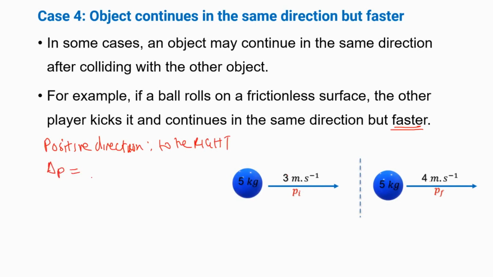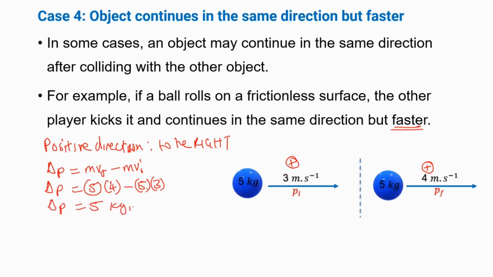Change in momentum is equal to final momentum minus initial momentum. This is our final momentum, and this will be positive, and this will be positive, because they're going to the right. Change in momentum is going to be mass times velocity, which is 4 meters per second, minus the mass times 3 meters per second. Right now we have 20 minus 15. So it means the change in momentum is 5 kilograms meters per second to the right.